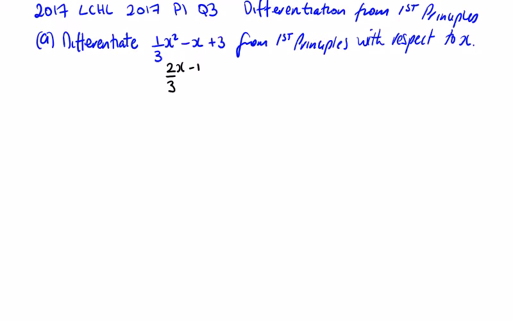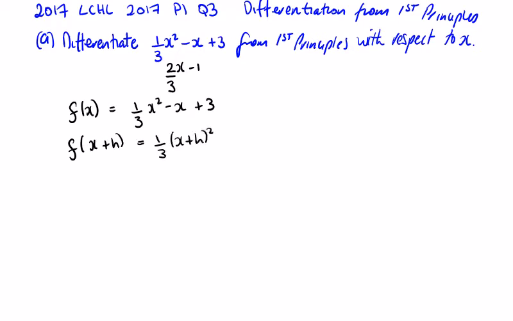So if we say f of x is equal to 1 over 3 x squared minus x plus 3, we want f of x plus h, which is equal to 1 over 3 (x plus h) squared minus (x plus h) plus 3. So that's going to be a third by x squared plus 2xh. This is never going to change.